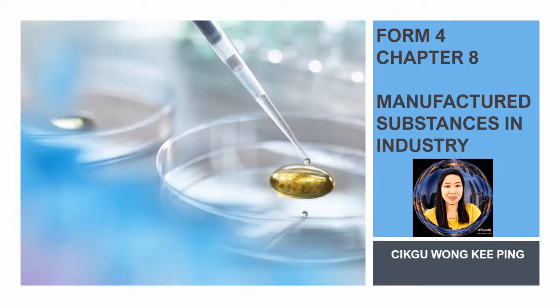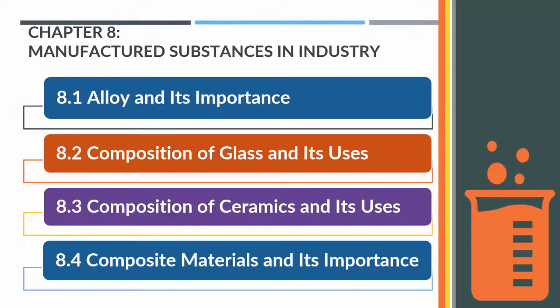Today I am going to share with you Form 4 Chapter 8, Manufactured Substances in Industry. There are 4 subtopics under Chapter 8, which are 8.1 Alloy and its importance, 8.2 Composition of glass and its uses, 8.3 Composition of ceramics and its uses, 8.4 Composite materials and its importance.